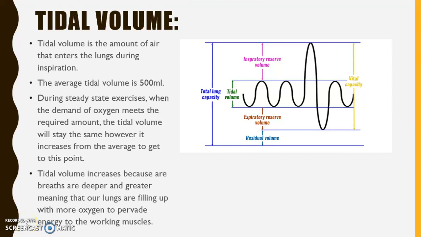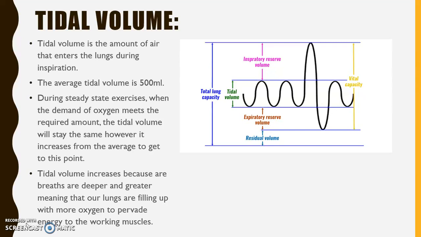During steady-state exercise, when the demand of oxygen meets the required amount, the tidal volume will stay the same. However, it increases from average to get to this point. Tidal volume increases because our breaths are deeper and greater, meaning our lungs fill up with more oxygen to provide energy for the working muscles.